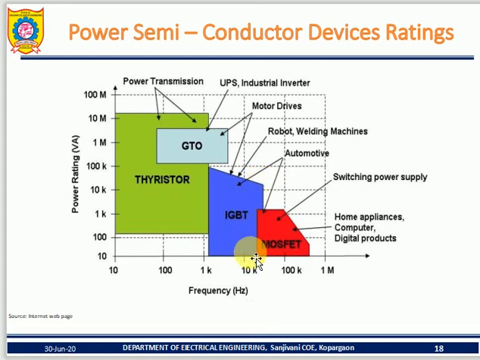I need to increase the switching frequency, in the range of 1 kilohertz to 10 kilohertz. If I want to increase that, you can go for the IGBT. IGBT is used in automotive applications, robust welding machines, and motor drive applications. When you increase the switching frequency, the power rating automatically reduces. It is available up to a maximum of 100 kilowatt, so the power rating is reduced. You can use the IGBT for applications of 100 kilowatt, 10 kilowatt or 1 kilowatt range. The frequency is near 1 kilohertz to 10 kilohertz.